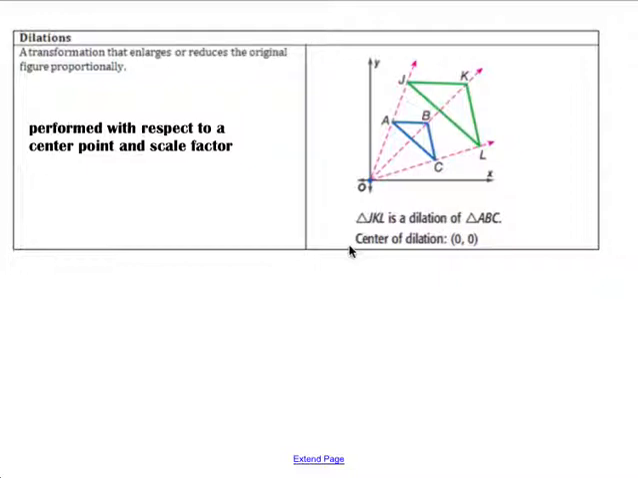A scale factor is something that you guys are probably familiar with. That's something that we use when we're talking about similar figures. So your dilation is going to be similar. So your pre-image is similar to your image when you do the dilation. So you're basically finding a factor by which you are multiplying.